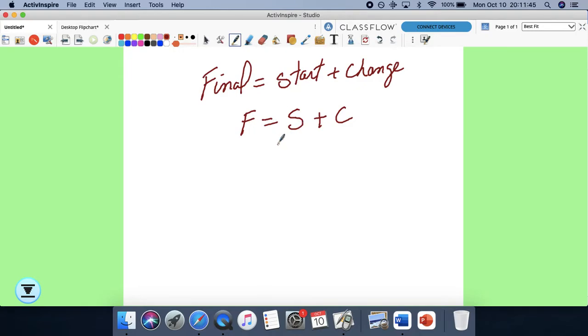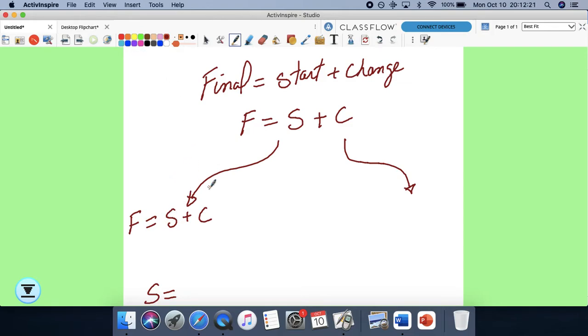Now, from this equation, I can get two other ones by isolating either S or C. So let's say I wanted to find the starting temperature. Well, we can manipulate our equation here, right? So that instead of saying F equals something, I would like to make it look like we're looking for S, starting equals something. So how do I rewrite this equation so that it's written in terms of S? Well, I want S by itself, right?